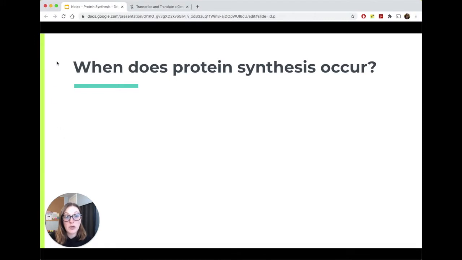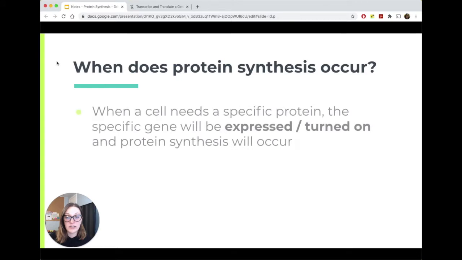When does protein synthesis occur? Well, protein synthesis is happening all over your body in every single cell, making hundreds of different types of proteins depending on what that cell specifically needs. So when a cell needs a specific protein to do a specific job, the specific gene or section of DNA will be expressed, in other words, turned on like a light switch, and protein synthesis will occur.